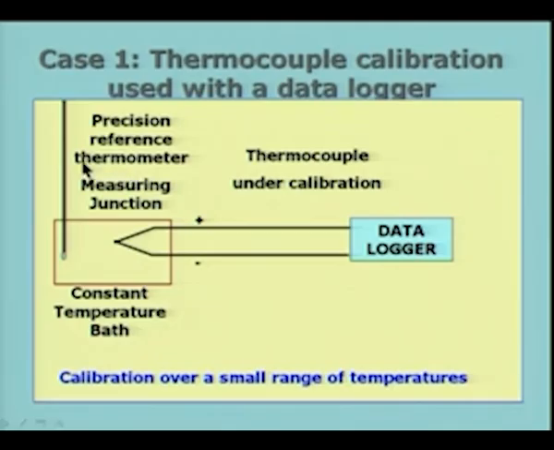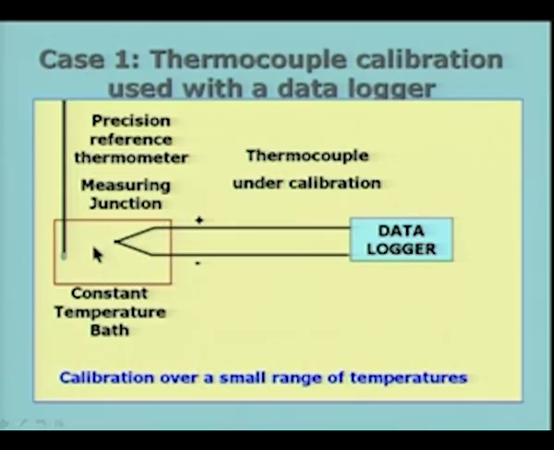So, I will take as truth whatever value of the temperature is indicated by the precision reference thermometer, which itself may be calibrated or certified by a standard laboratory. So, that is the way we are going to go about it. What I will do is subject the thermocouple which I want to use in my experiment to the same temperature as the precision reference thermometer by putting the two together in close proximity within a constant temperature bath.